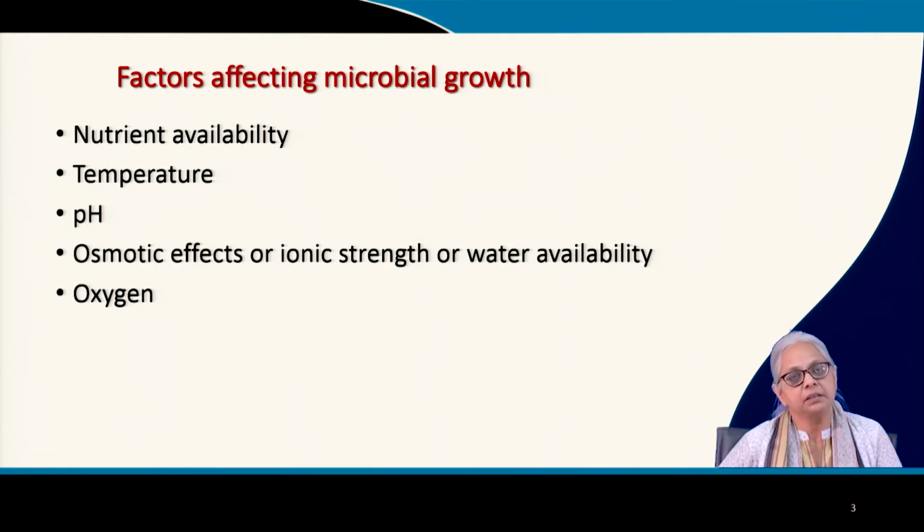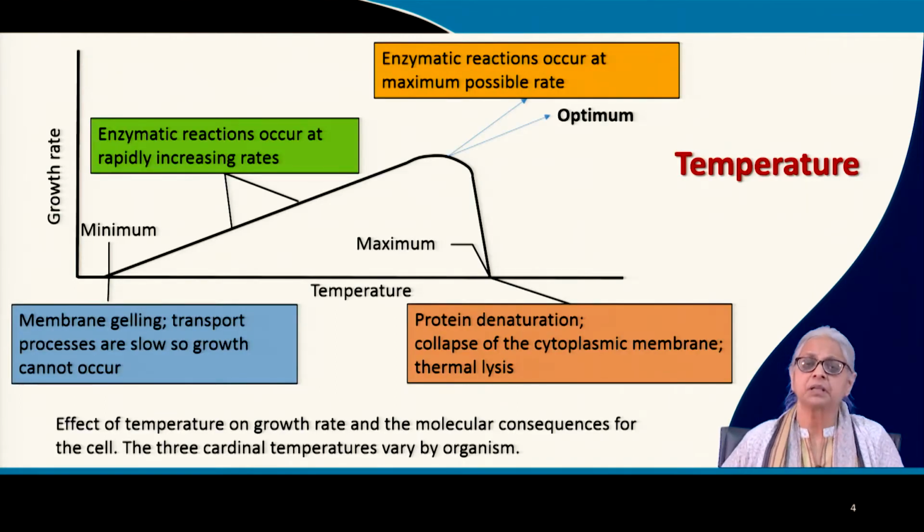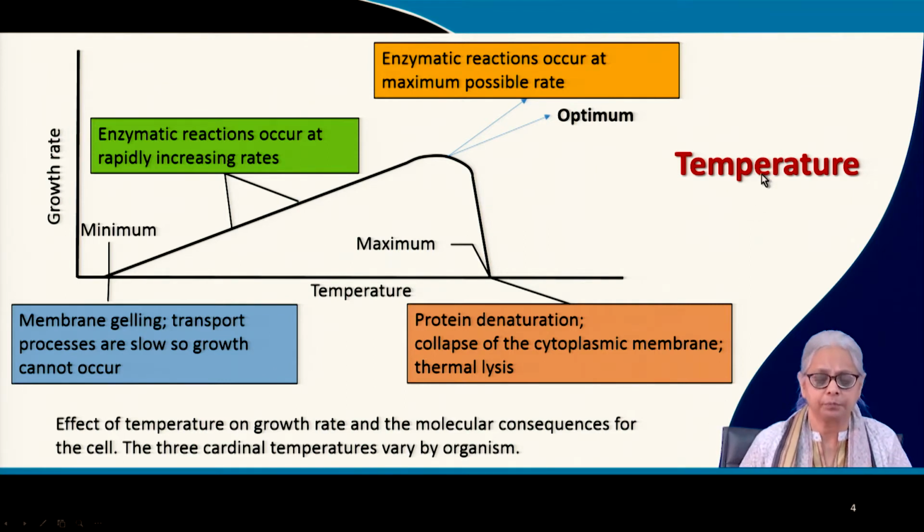We have already seen the factor of nutrient availability. We've gone through the law of the minimum. So we'll now move to temperature, pH, osmotic effects, which can also be considered ionic strength or water availability or water activity, and finally oxygen. Let's take a look at temperature. How does it make a difference to the growth of bacteria or any other organism?